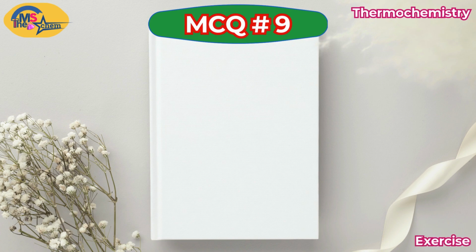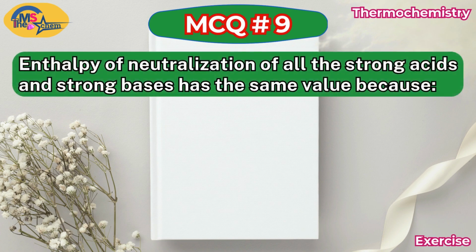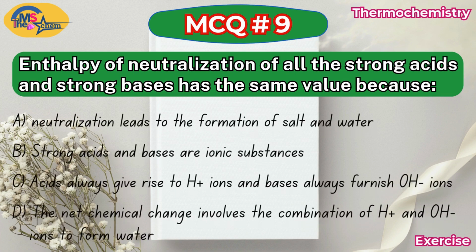And now question 9 is, enthalpy of neutralization of all the strong acids and strong bases has the same value, because option A is neutralization leads to the formation of salt and water, and option B is strong acids and bases are ionic substances, and option C is acids always give rise to H positive ions and bases always furnish OH negative ions, and option D is the net chemical change involves the combination of H positive and OH negative ions to form water.